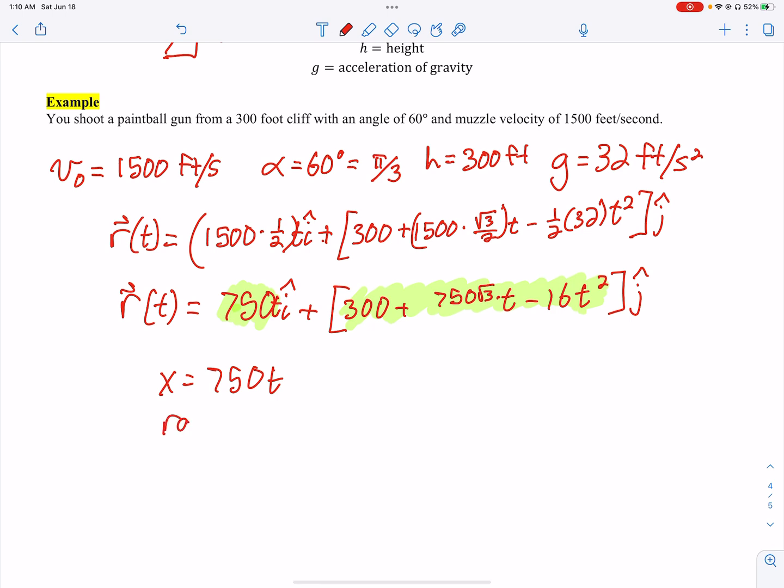750 t range. What that means by range is this is actually how far it's going to go given some time. The right side will tell you how tall it actually goes. That looks on the right side more like functions that we have seen in pre-calc. So this is y being 300 plus 750 rad 3 times t minus 16t squared. This is our height.